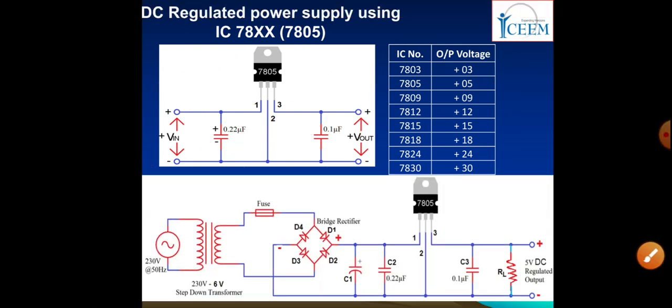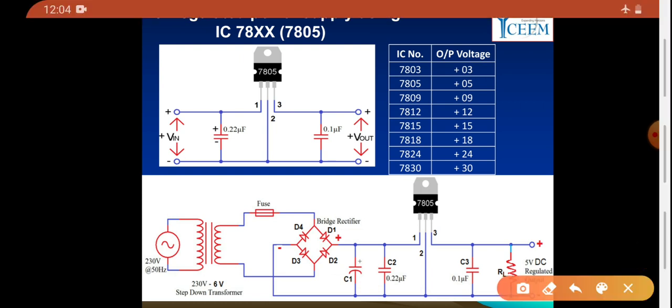Here you can see the complete circuit diagram used to generate the 5 volt DC output voltage. So what will be the input? Input will be AC 230 volt. As you can see here, that AC 230 volt is applied to the step down transformer. Our requirement is to generate the 5 volt power supply. Therefore a step down transformer is used, whose output is 6 volt. So at the secondary of the transformer you will get AC 6 volt, small AC. There is a fuse as usual as a protection circuit.